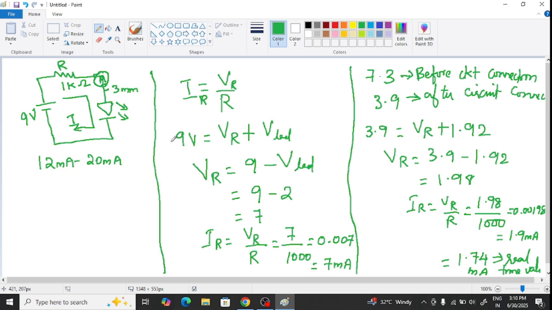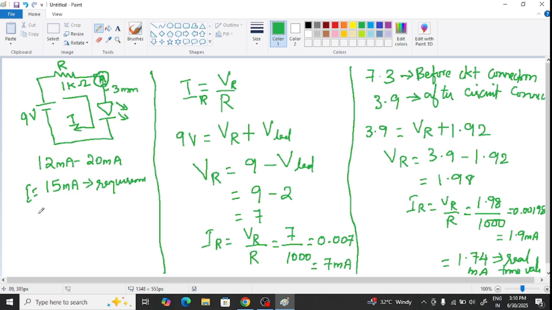Now our ultimate aim is to make sure that whatever current we want to flow through the LED, that must be flowing. So we will assume here that I want 15 milliamps of current to be flowing through the LED. So this is our requirement. In this case we know the current. This I is the current which should be flowing through the LED. So I is 15 milliamps.